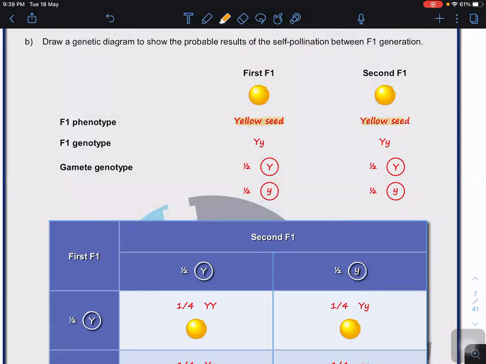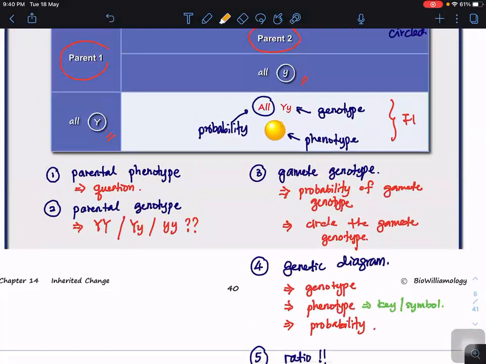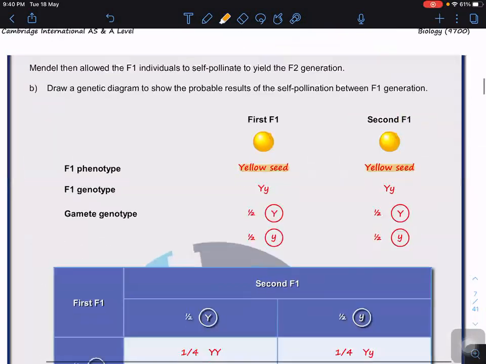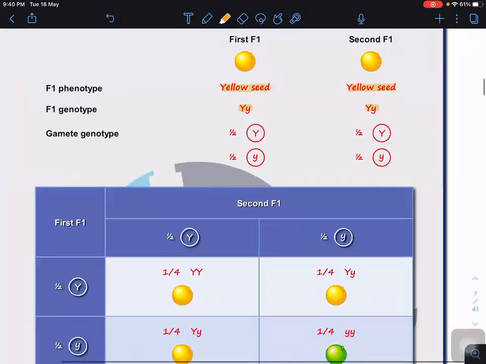So can you see that? F1 phenotype, yellow seed. What is the genotype? Because I know that F1 is the outcome from the cross of the pure breeding parental, so it must be heterozygous. So can you see that, one big Y, one small y? So when it comes to the gamete genotypes, always remember, first thing, probability. Second thing, very important, please circle. You must circle your gamete genotype.